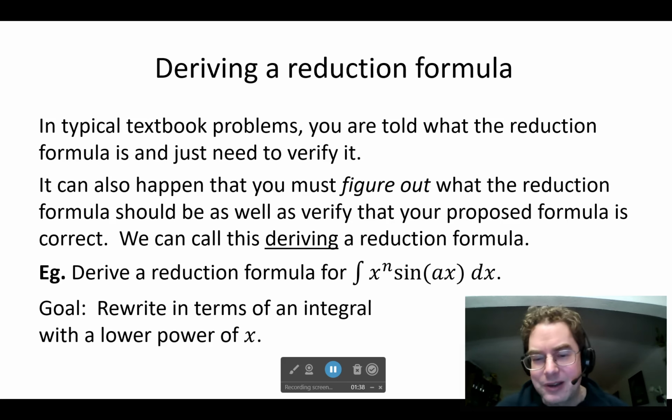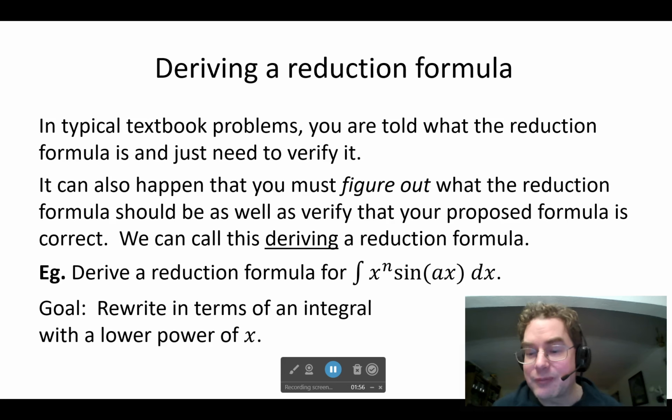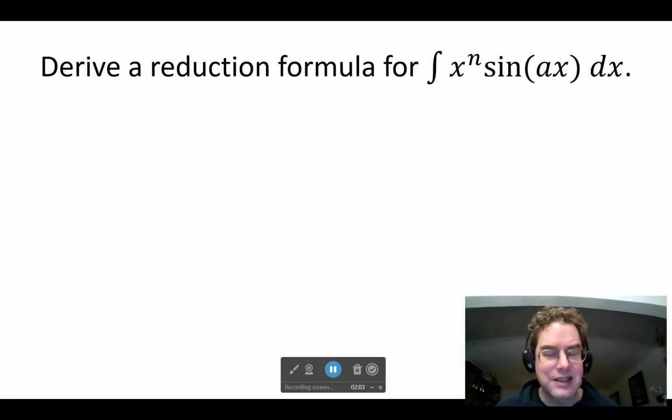The other one, maybe a little more subtle, is that other than that power getting reduced, the rest of the integral should be exactly the same, more or less. So we'll actually see both of those come into play as we take a look at this example. Again, in carrying out our goal, we're certainly going to want to employ integration by parts. Sometimes there are other things involved as well, but let's see how it plays out in this example.